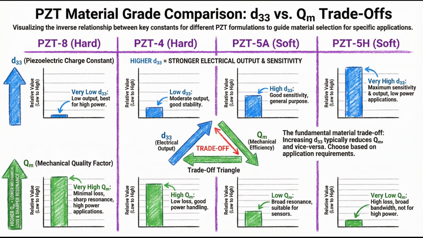Here's how different material grades stack up. Notice the clear inverse relationship. As d33 goes up, QM goes down. This table guides engineers to the right starting point for their application.